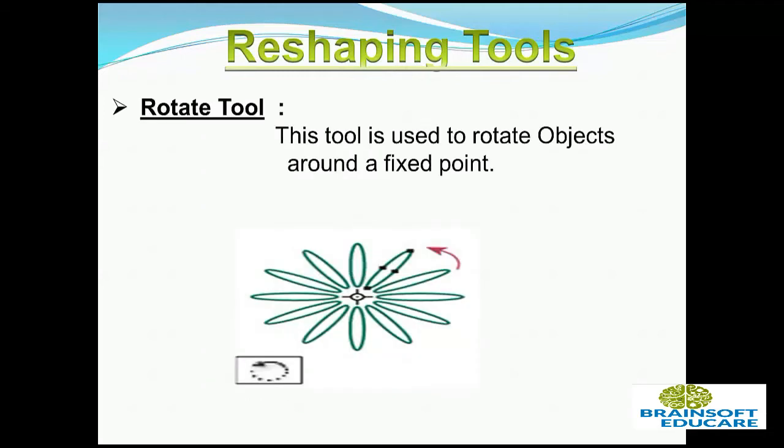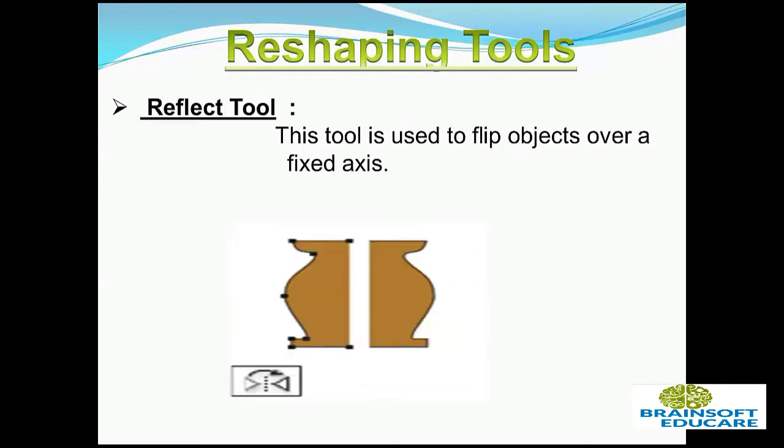Now we will discuss the rotate tool. This tool is used to rotate an object around a fixed point. Reflect tool. This tool is used to flip an object over a fixed axis. This is the symbol of the reflect tool.